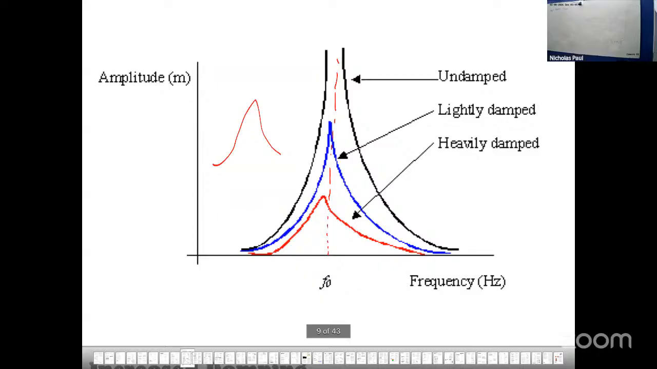So we have a diagram. Ah, yes, it came on. So we had to plot the graph and then explain it.